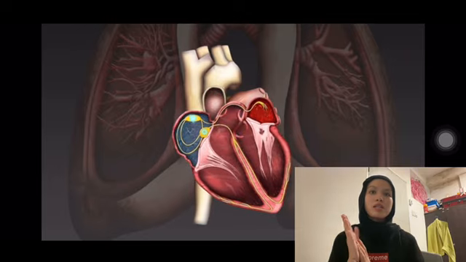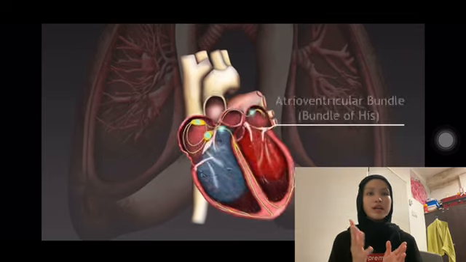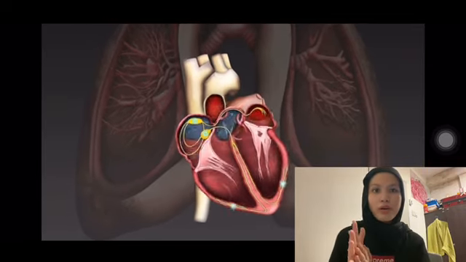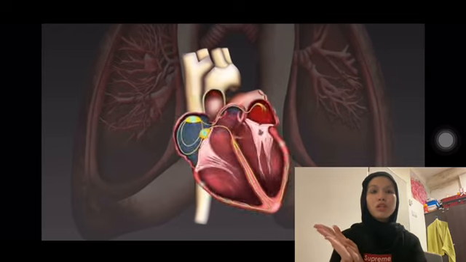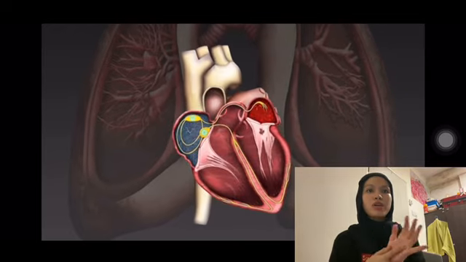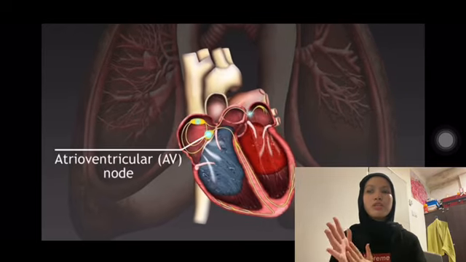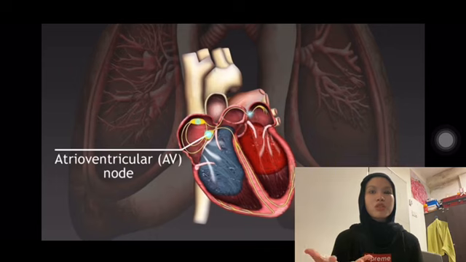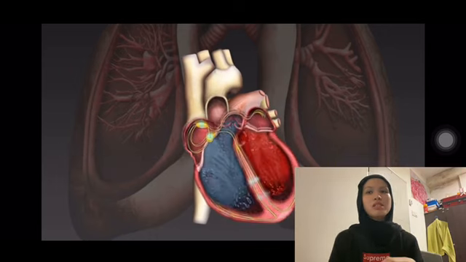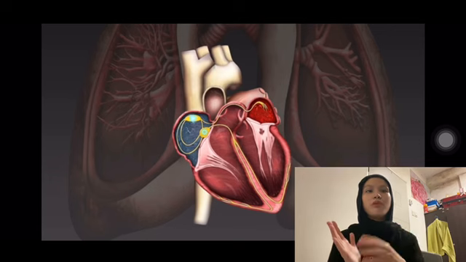And last but not least is AV node acts as a backup pacemaker. So in cases where SA node fails to function normally, AV node can take over as a secondary pacemaker, which generates electrical impulses at a slower heart rate, around 40 to 60 beats per minute, compared to 60 to 100 beats per minute from the SA node.